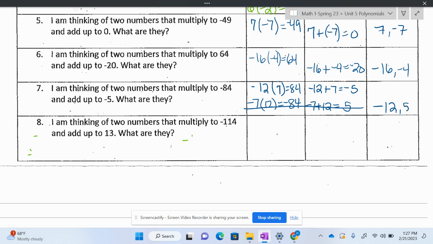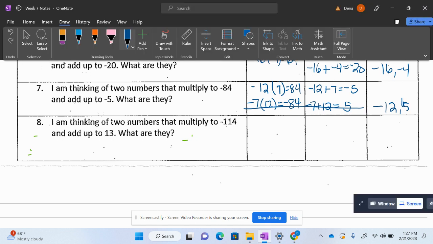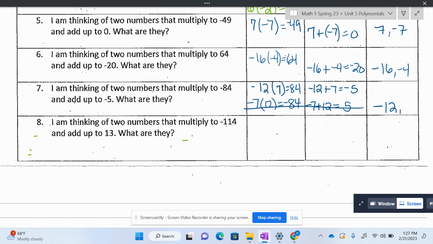So my numbers are negative 12 and positive 7. I don't know why I wrote 5. Negative 12 and positive 7.